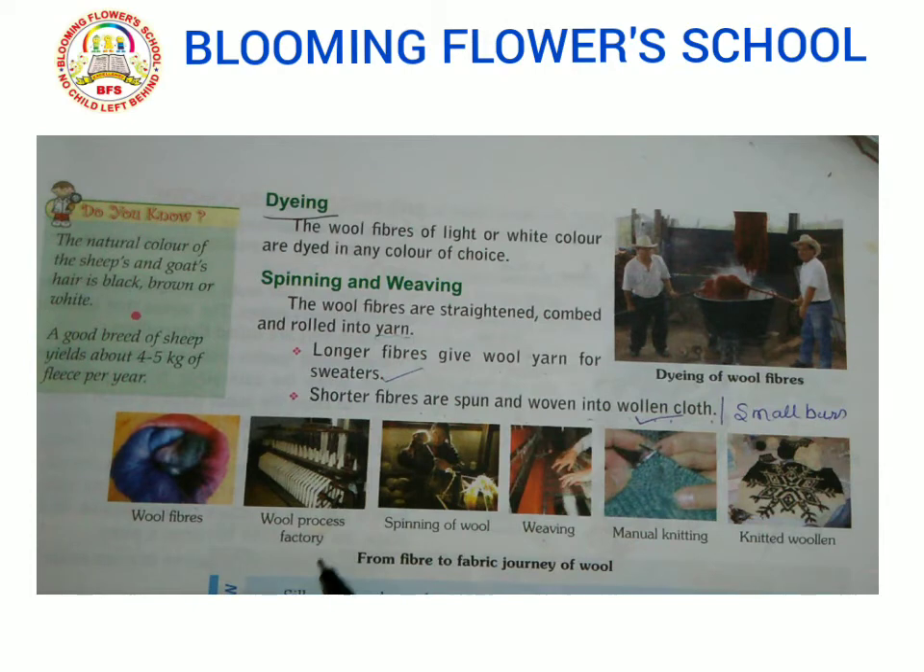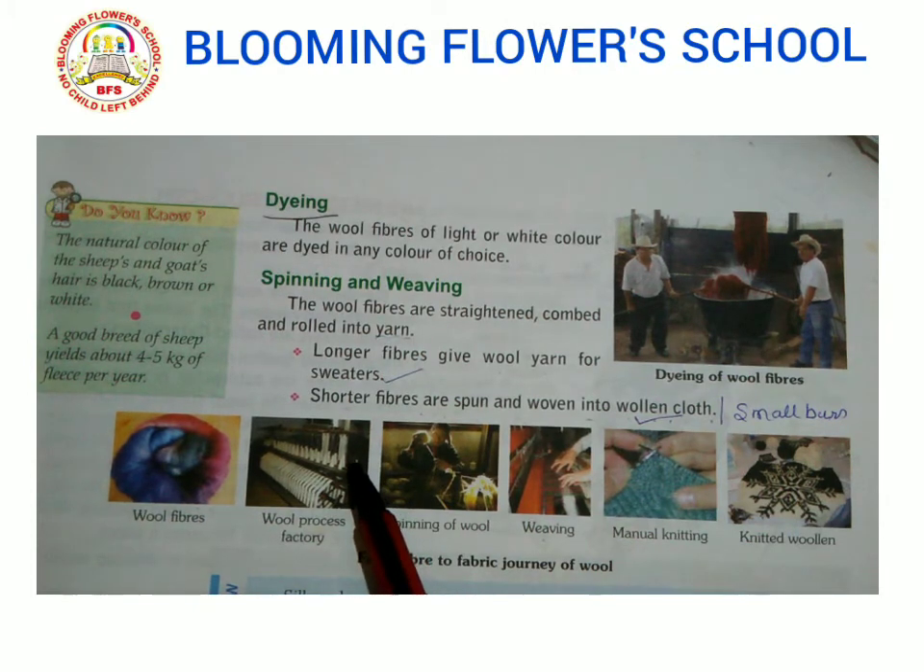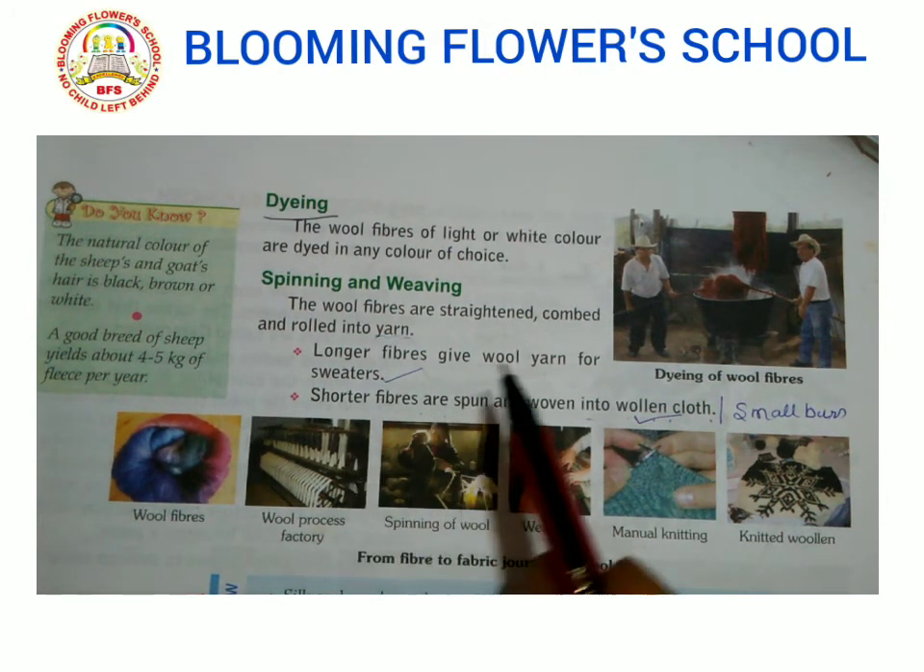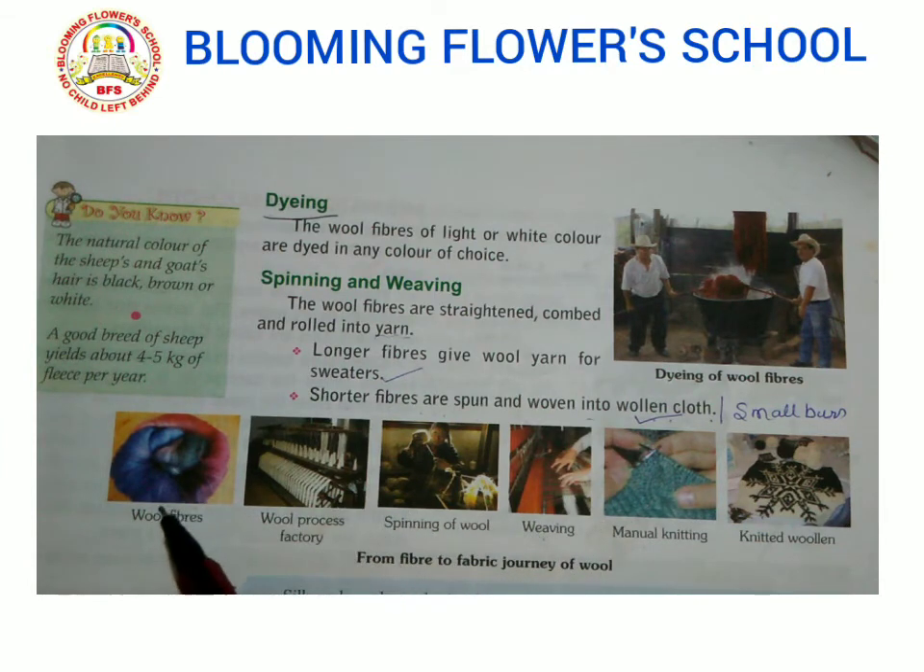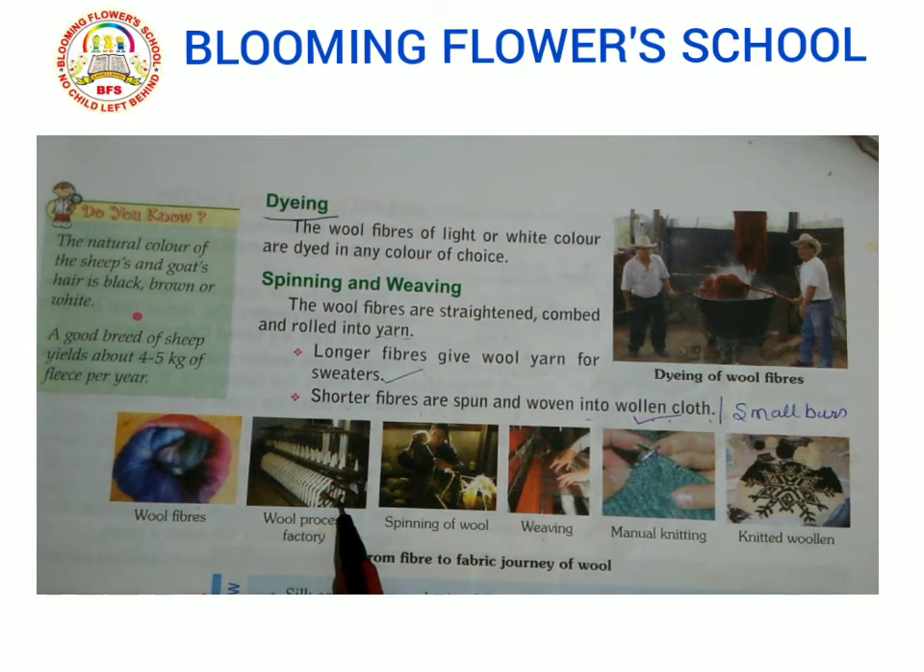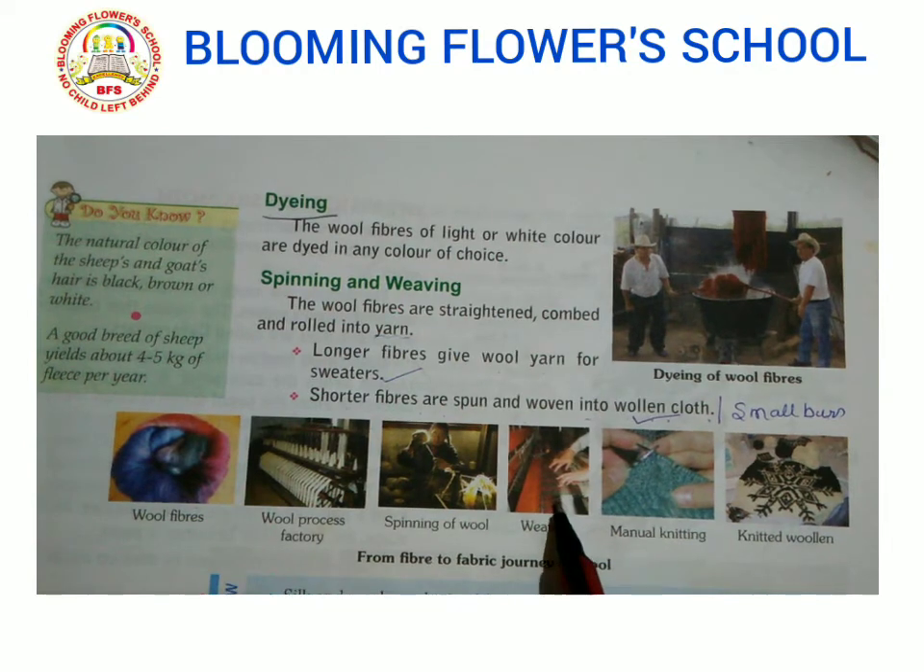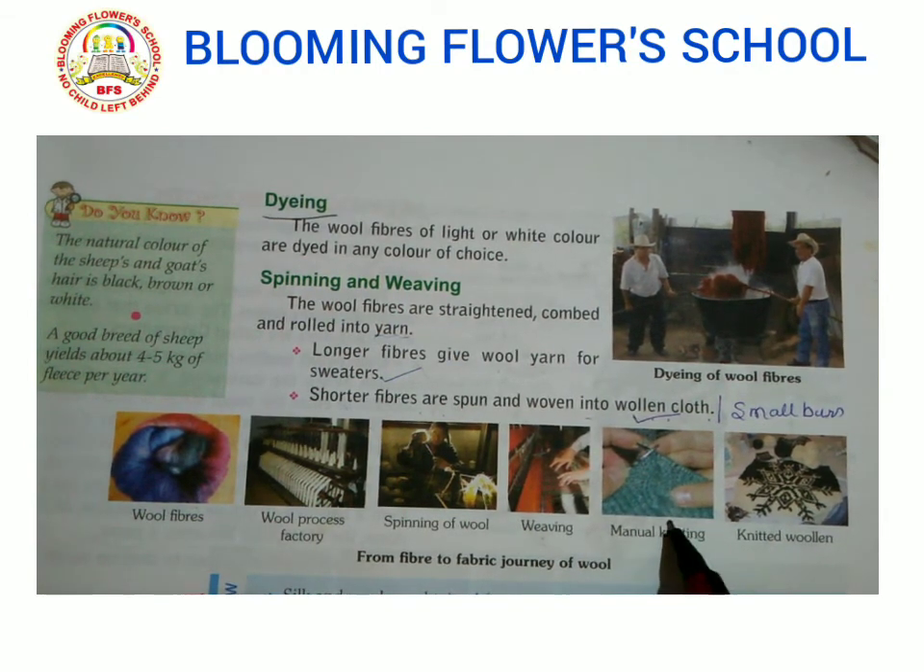Wool process factory. In a factory you can have your procedure for conversion of fiber into yarn. Here spinning of wool by hand they are doing. Weaving also is done. Manually knitting is done, and then knitted woolen. After all these things you will get this woolen fiber. This woolen fiber is either processed by the factory, or else it could be woven, or it could be knitted. Knitting and weaving is done by hand.